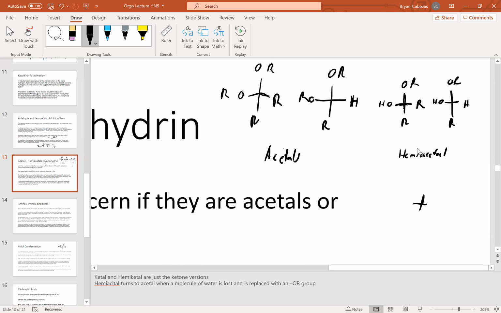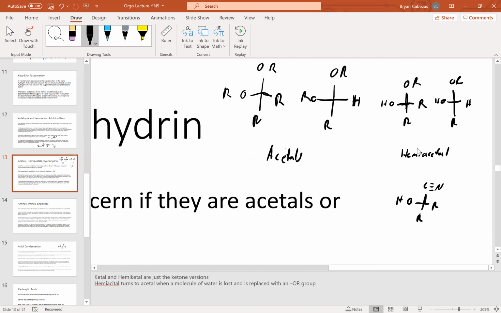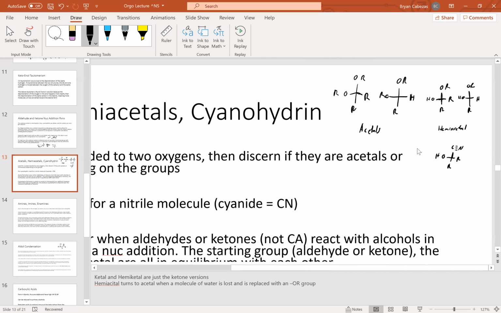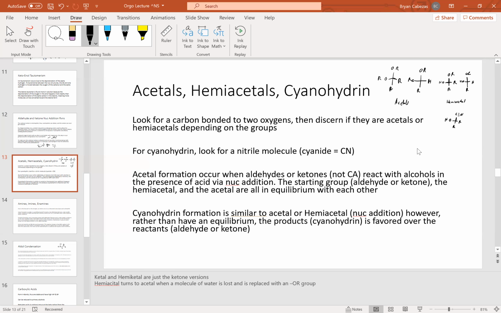For the cyanohydrin, as the name suggests, you have a cyanide group and a hydroxyl group. The hydro part just means water, like hydration, and then your cyanide group is your usual CN group. That's a cyanohydrin.